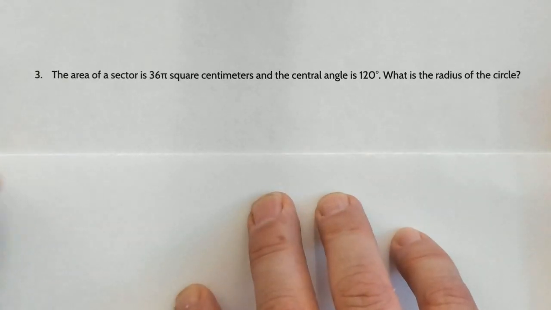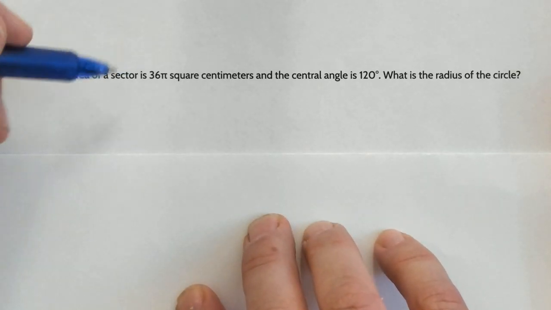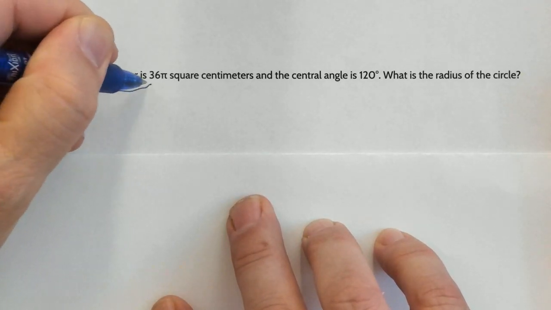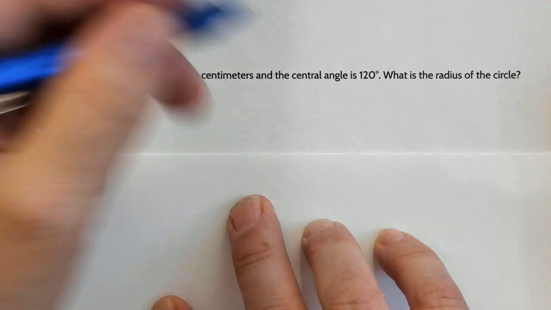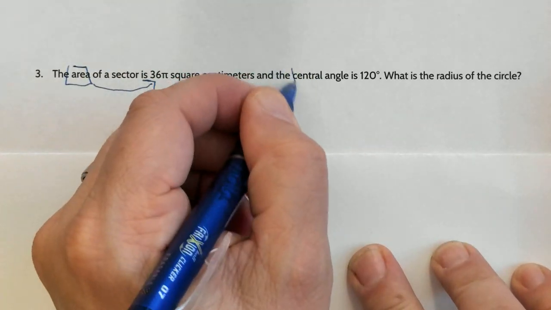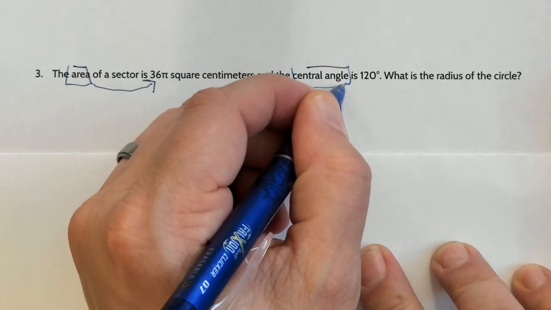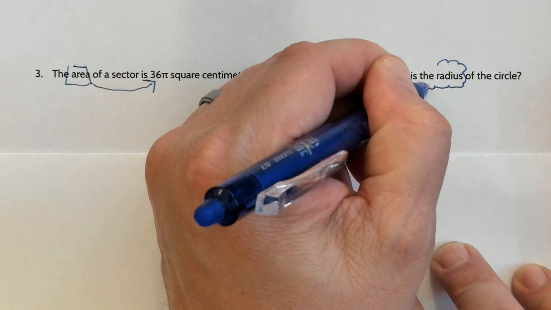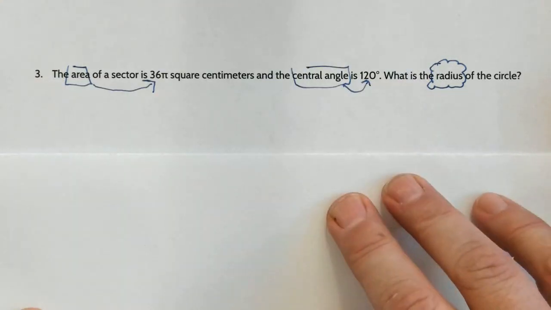So if we take a look at number 3, we have the area of a sector is 36 pi square centimeters, and the central angle of the sector is equal to 120 degrees, and we're asked to find the radius of the circle.